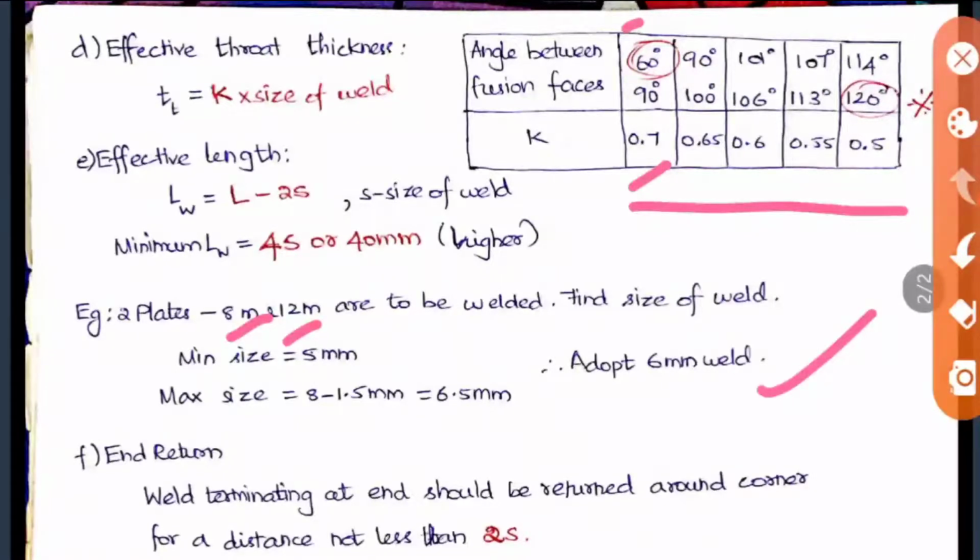Okay. Then we have to see the maximum size. So as I told, if it is a square plate, it should be the size of that plate minus 1.5 mm as the maximum size. So here the thinner plate size should be taken for the maximum. So here it is 8 minus 1.5 mm, which will give you 6.5 mm. So the minimum is 5 and the maximum is 6.5 mm. So we can adopt 6 mm weld as the medium value for this question. Okay.